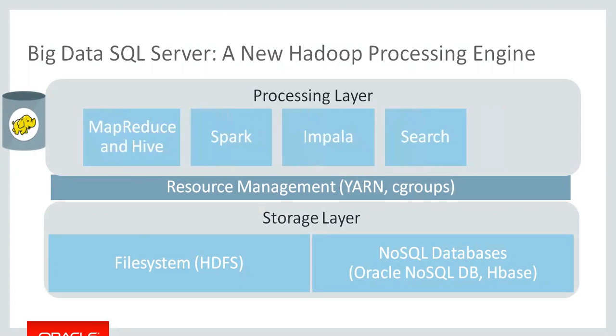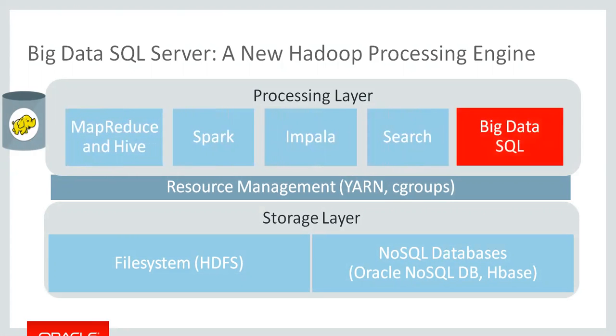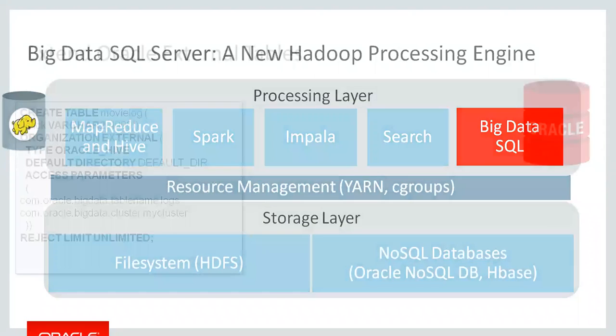First of all, I want to make sure that everybody understands that Big Data SQL doesn't bring something new on the storage layer. We just read data from either NoSQL databases or HDFS, the Hadoop file system, and then process it on the processing layer. It can stay on the same line with tools such as MapReduce, Spark, Impala, Cloudera Search, etc. So it's a full processing engine, and we don't bring something new on the storage tier.